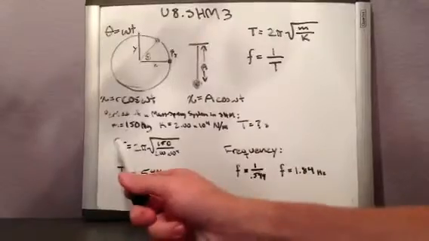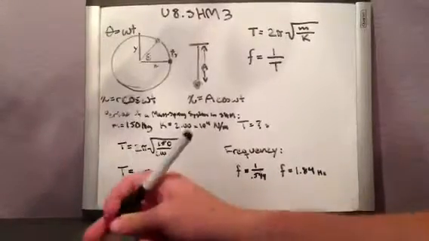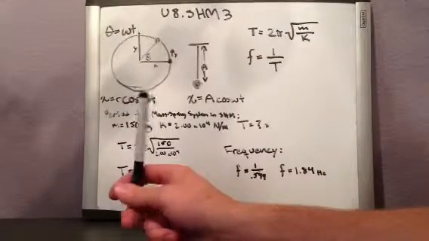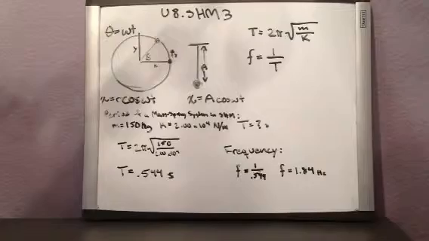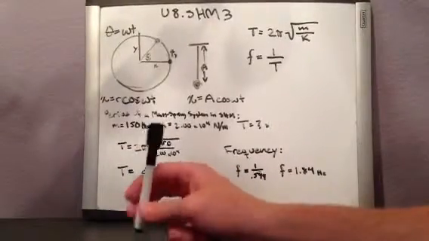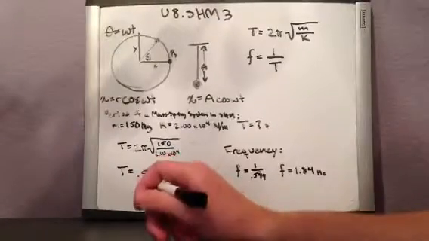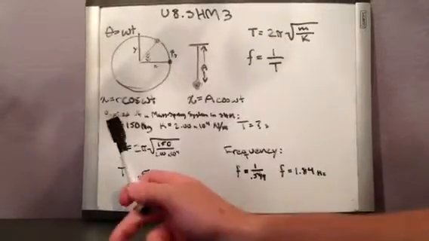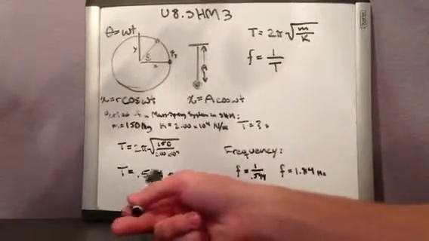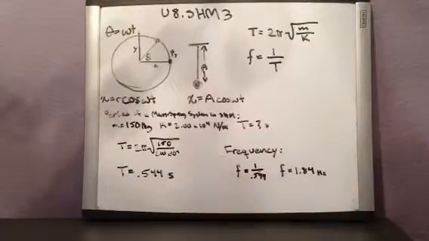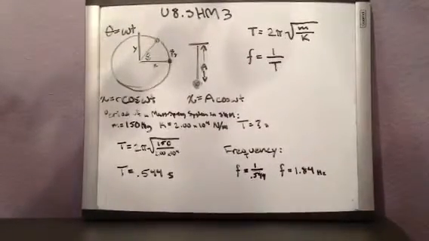So let's say we have a mass of 150 kilograms and a spring constant of 2 times 10 to the 4th newtons per meter. We plug that into the equation. T equals 2 pi times the square root of 150 divided by 2 times 10 to the 4th, and we find that the period is equal to 0.544 seconds. So that is the amount of time it takes for one full cycle of the simple harmonic motion to be completed.